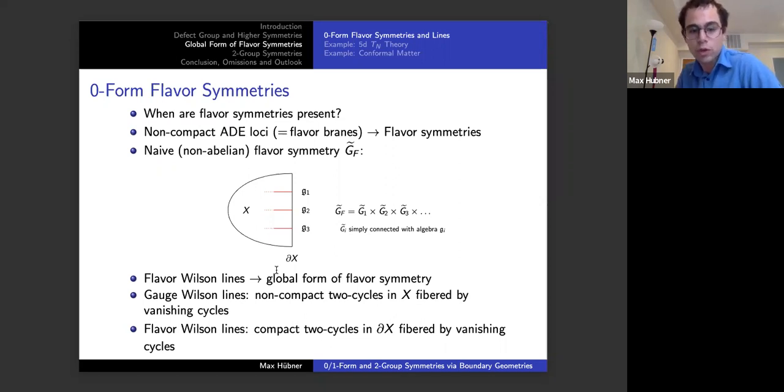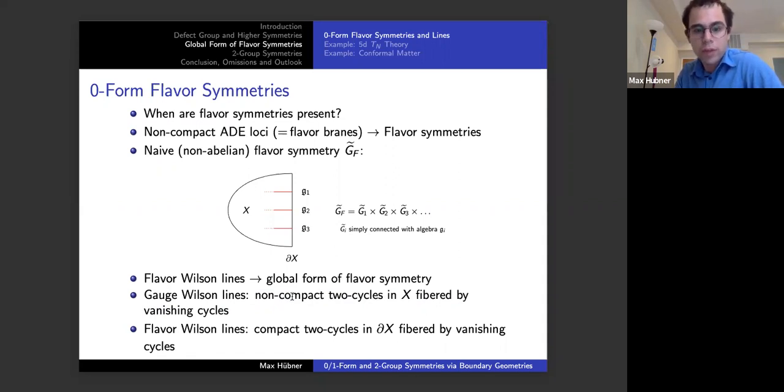We're going to find out what the flavor Wilson lines are, and this is going to fix the global form of the flavor symmetry. Now, in geometry, the gauge Wilson lines were associated with these non-compact two-cycles in X, these cigar-like objects. And in particular, they were fibered by one-cycles which vanish in the bulk. Now, flavor Wilson lines are going to correspond to compact two-cycles in the boundary, and they're also going to be fibered by vanishing cycles. And in this sense, they are very similar objects.